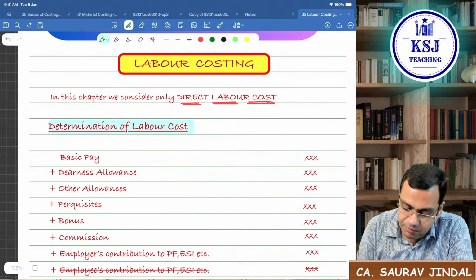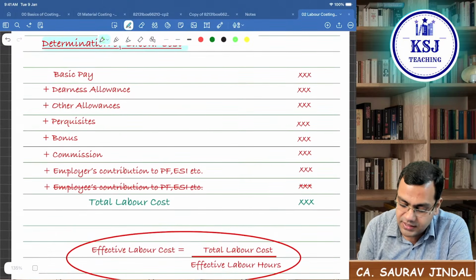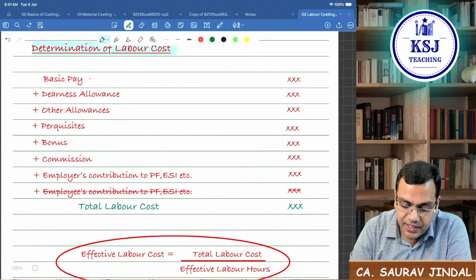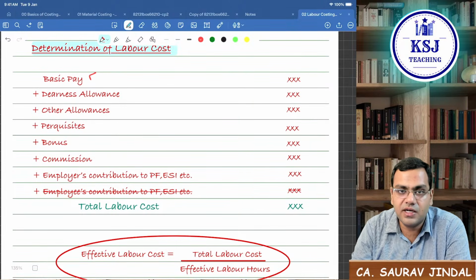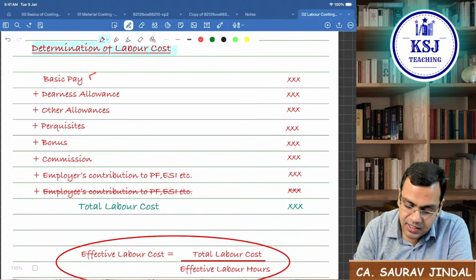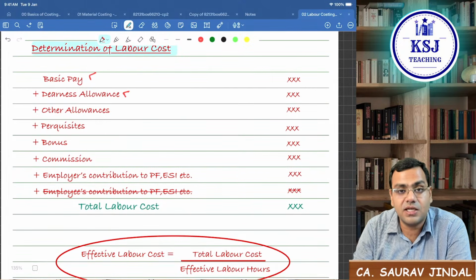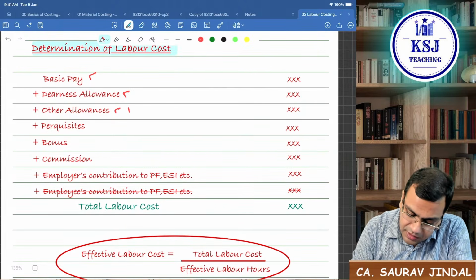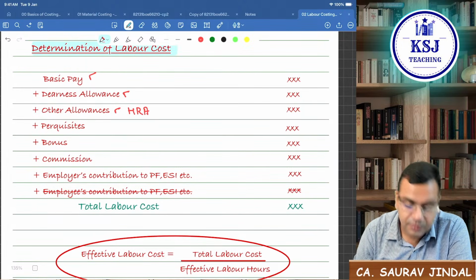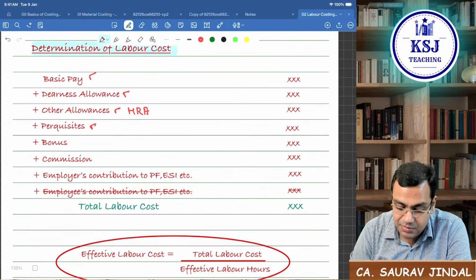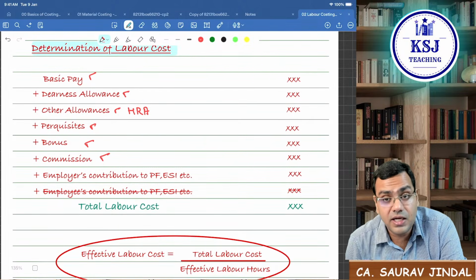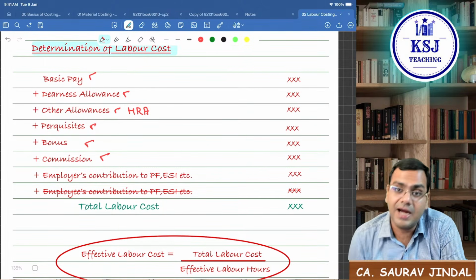Now, if an employer wants to know what all is there in the labor cost, first, the basic pay that you are paying to the worker, 10,000 rupees, 20,000, whatever is the basic pay. Then you will pay some dearness allowances, other allowances like HRA. House rent allowance can be there. Then some perquisites can be there, bonus, commission. Now this is very interesting. Employer's contribution to PF and ESI.